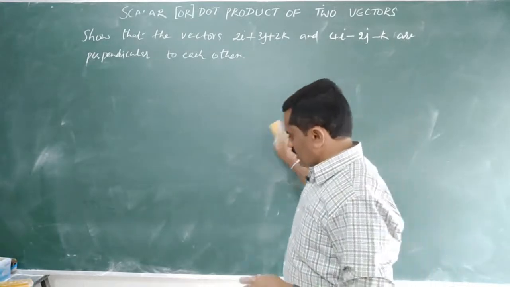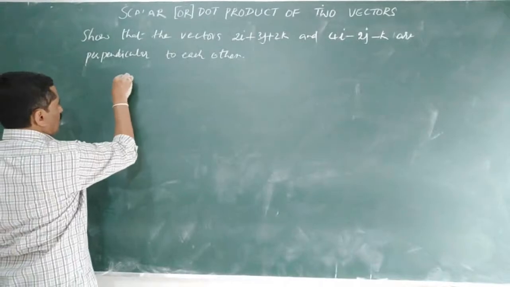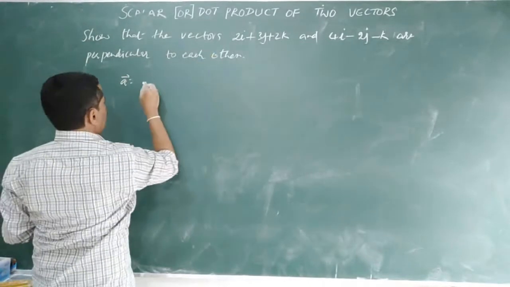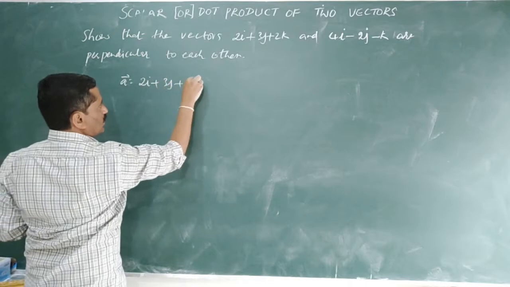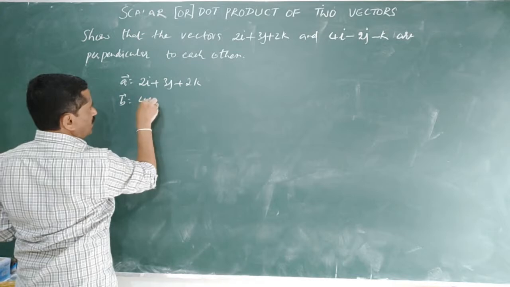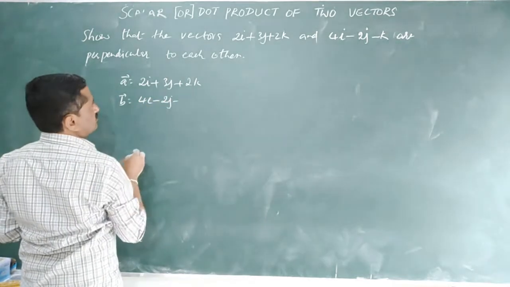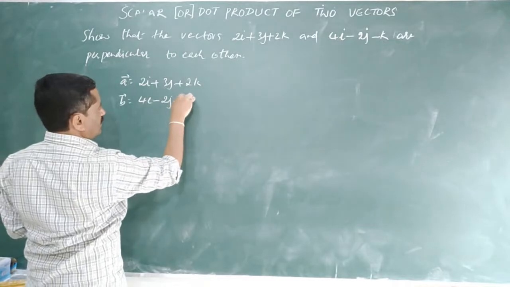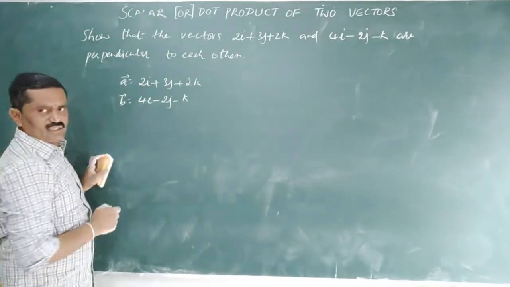So write the given vectors as a bar and b bar. a bar is equal to 2i plus 3j plus 2k. Similarly, b bar is equal to 4i minus 2j minus k. So we have to show that the dot product of these two vectors is equal to 0.